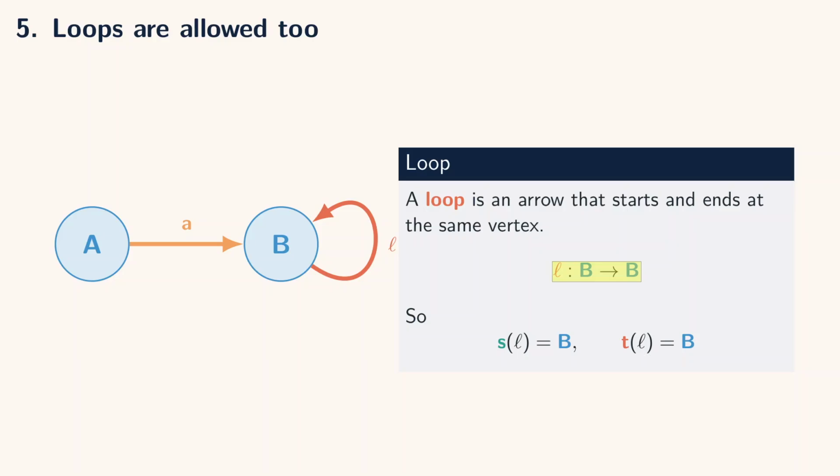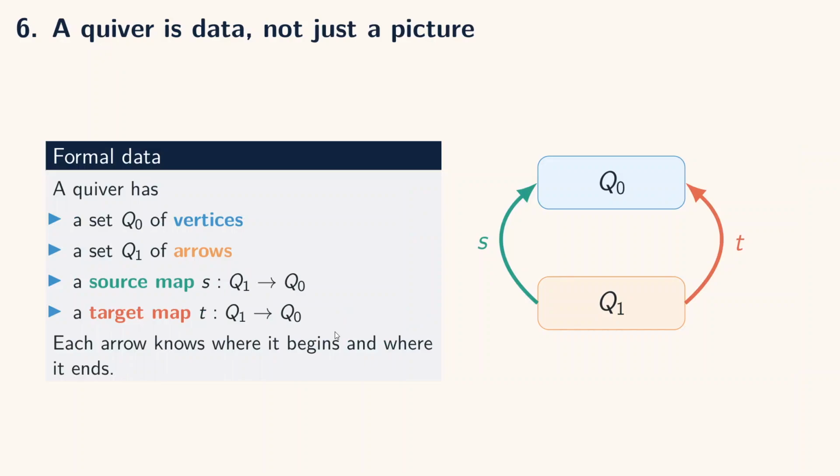A quiver is data, not just a picture. We have been drawing pictures, dots and arrows, and pictures are wonderful for building intuition. But I want to pause here and say something more careful, because in mathematics, we always want to know precisely what kind of object we are dealing with. A quiver is not just a picture. A quiver is a specific, structured collection of data. And that data has exactly 4 ingredients.